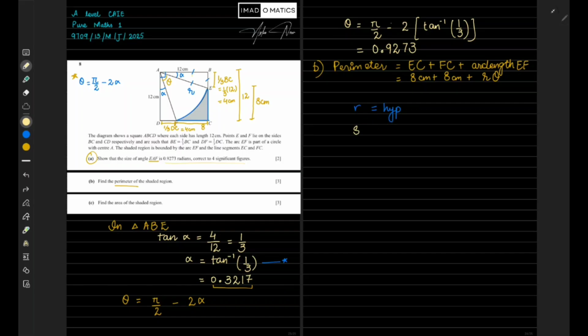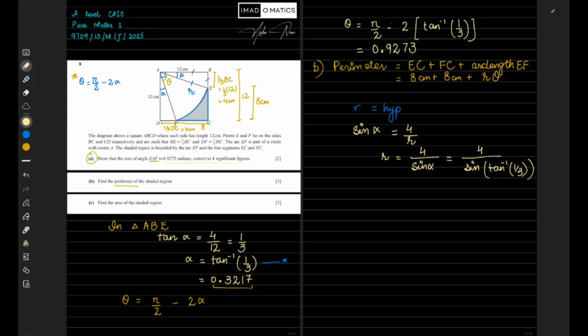So I'm using sine of alpha will be opposite over hypotenuse. So opposite is 4 and hypotenuse is r. So r will be equals to 4 over sine alpha, and in place of alpha I won't be using this value, rather I'm using tan inverse of 1 over 3. If you know how to use the calculator with proper brackets, that will always give you very accurate results.